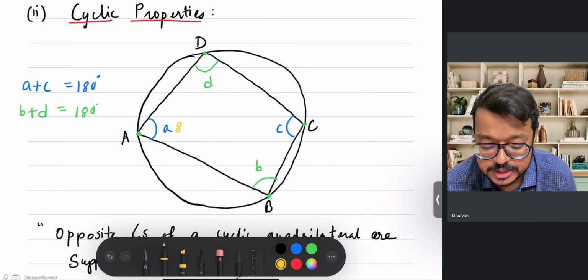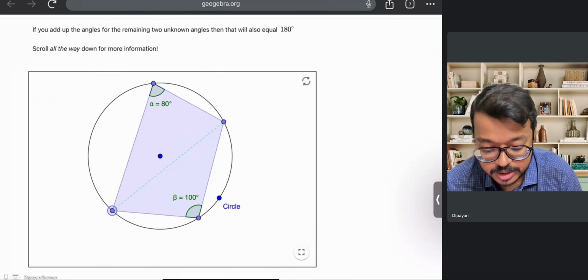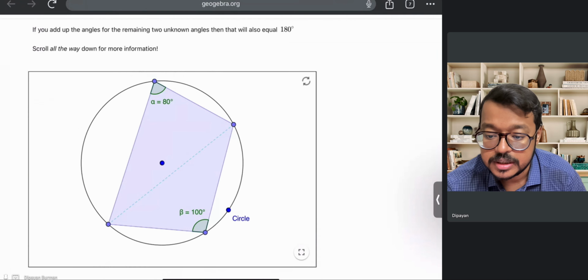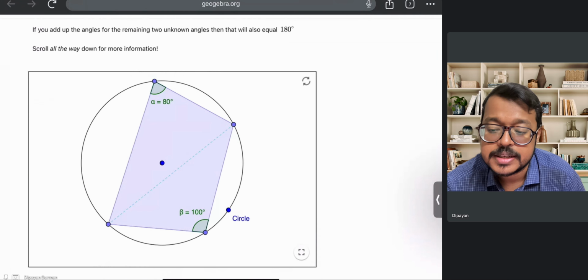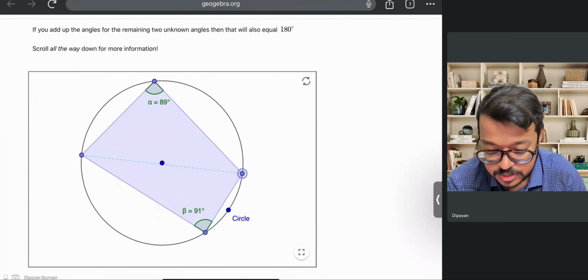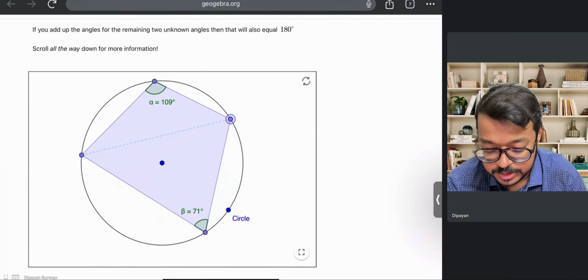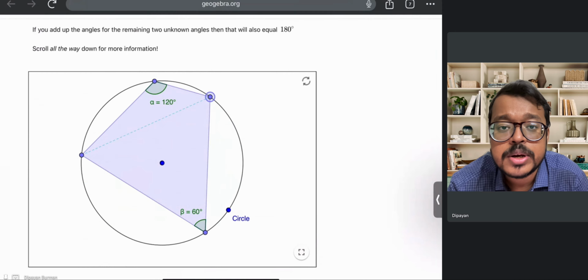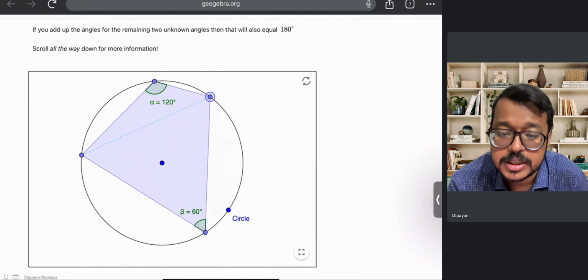And again, if you want to see an animation, this is a cyclic quadrilateral. The opposite angles are labeled here, alpha and beta. Here they are 80 and 100 degrees. If I move the points around, the measure of the angle is also changing. For example, in this situation, we see that if one angle is 120 degrees, the opposite angle is 60 degrees. So 120 plus 60 adds up to 180 degrees.